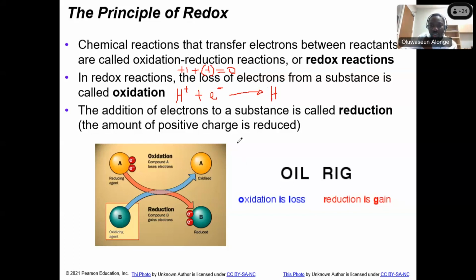Now, let me show you. Again, oxidation is loss, reduction is gain. This is when we are talking of electrons, right? In terms of electron, oxidation is loss of electron, reduction is gain of electron. Oxidation is loss of hydrogen, reduction is gain of hydrogen. Oxidation is gain of oxygen, and reduction is loss of oxygen. All right, let's go.